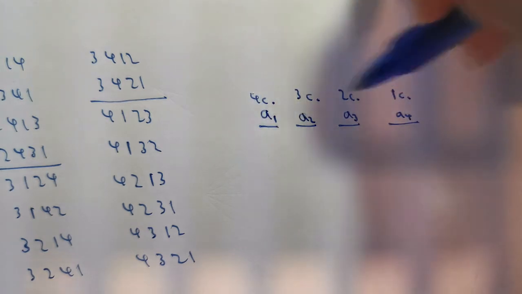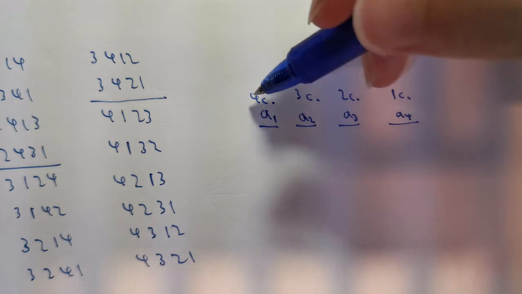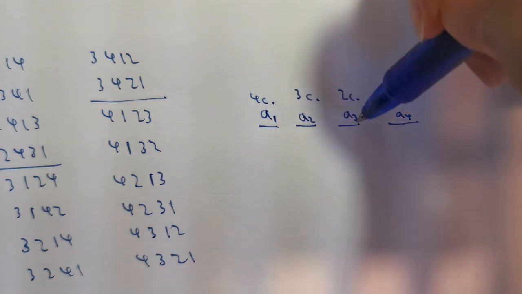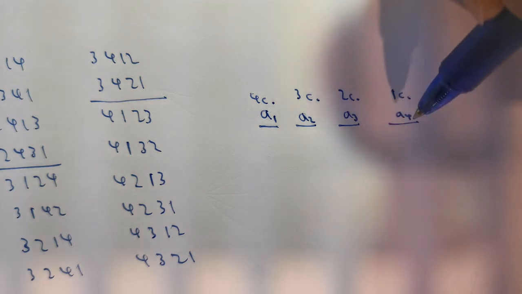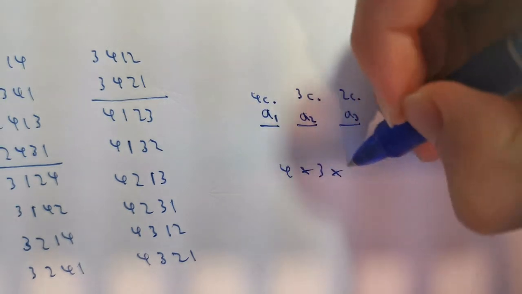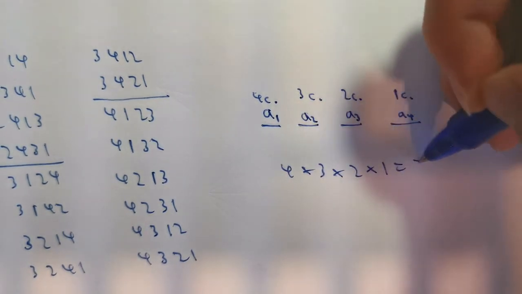So because of this, as you can see, there are 4 choices for A1, the first digit, 3 choices for A2, 2 choices for A3, 1 choice for A4. So the number of ways is 4 times 3 times 2 times 1, which is 24.